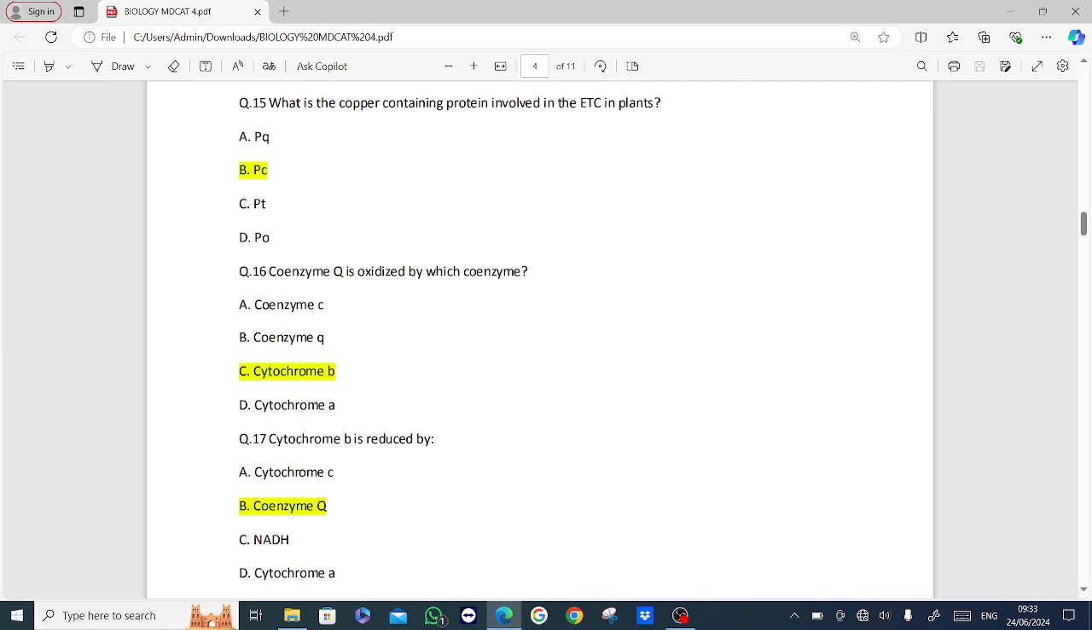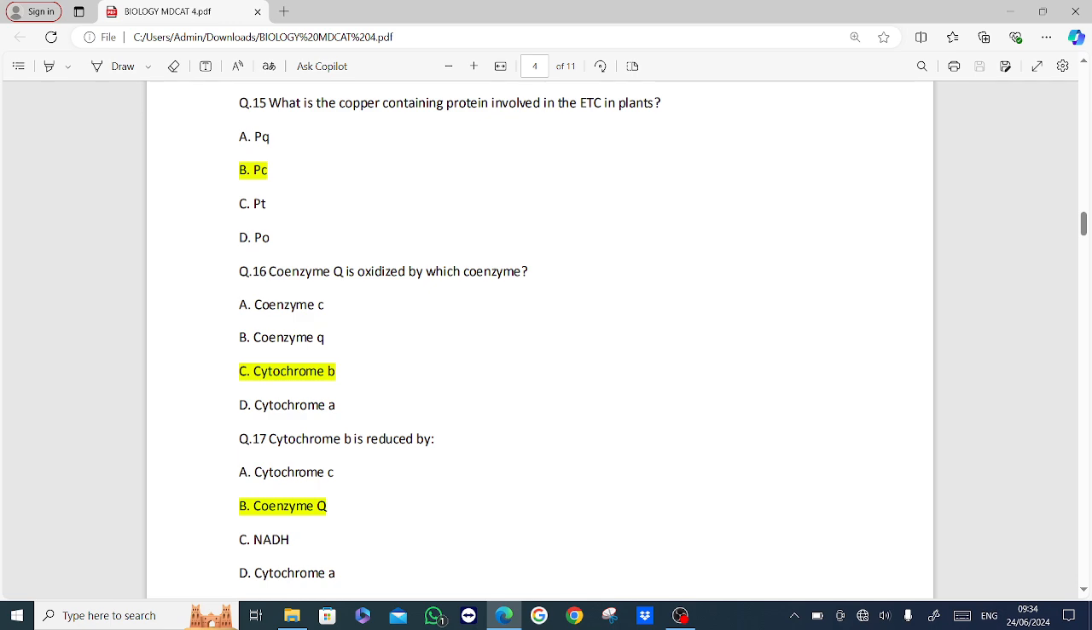Next MCQ is: coenzyme Q is oxidized by which coenzyme? Options are coenzyme C, coenzyme Q, cytochrome B, cytochrome A. Answer is option C, cytochrome B.